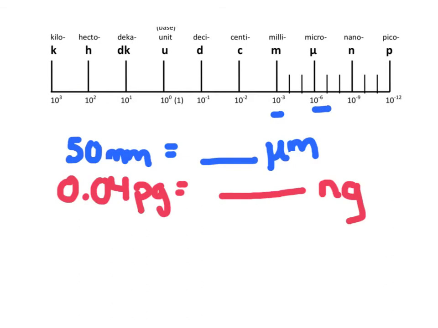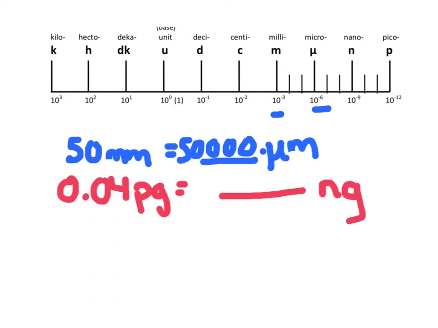So the answer becomes 1, 2, 3 spaces to the right, drop your decimal point. So it's 50,000.